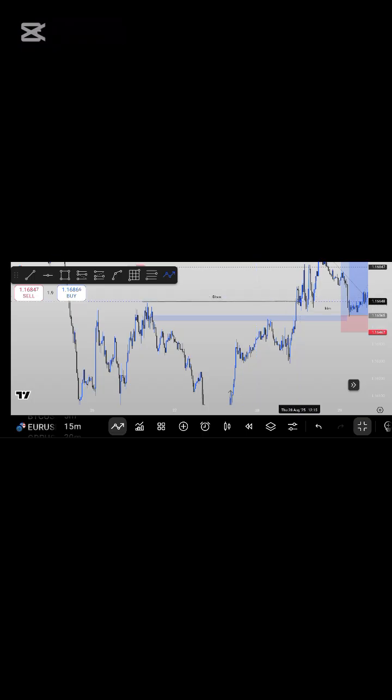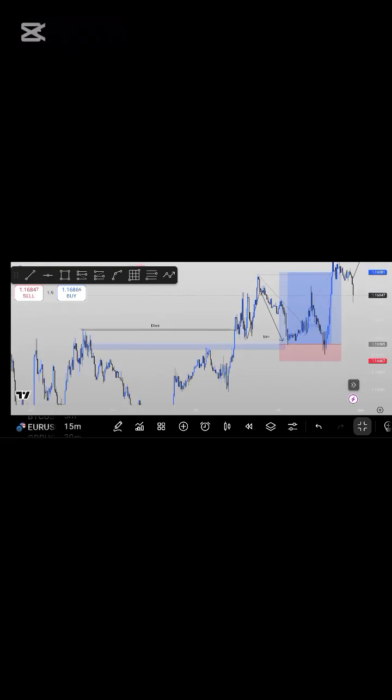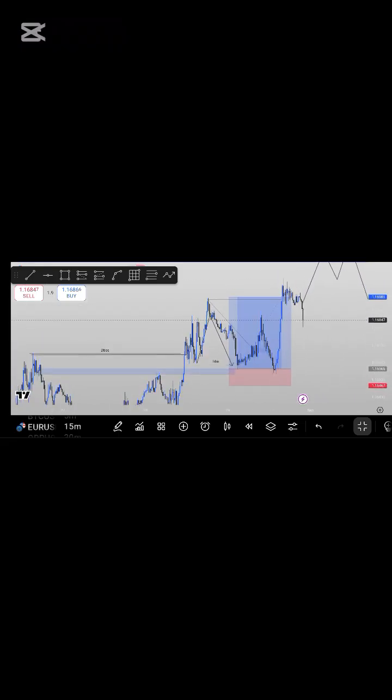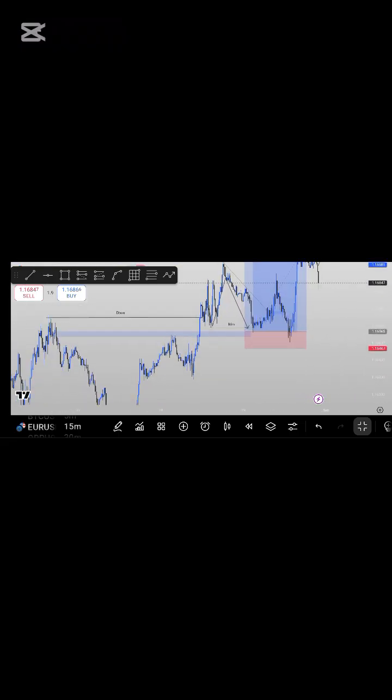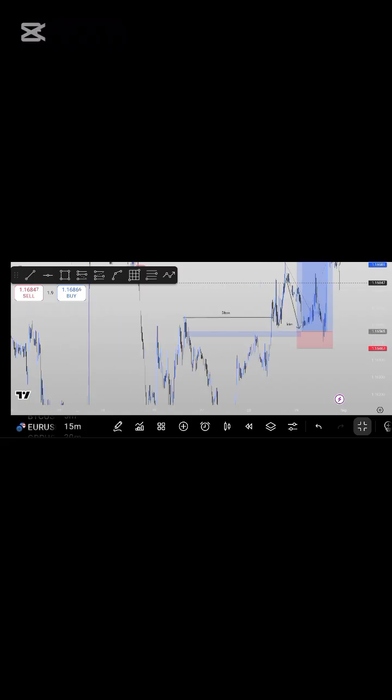After the double break of structure, we have this first pullback. Then price now comes and triggers this breaker block here on a 1 hour time frame. Then we hit TP and pass on this particular trade on Euro USD.